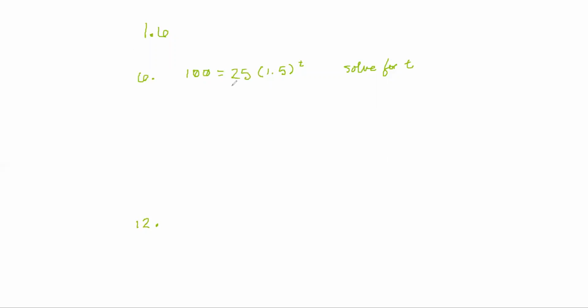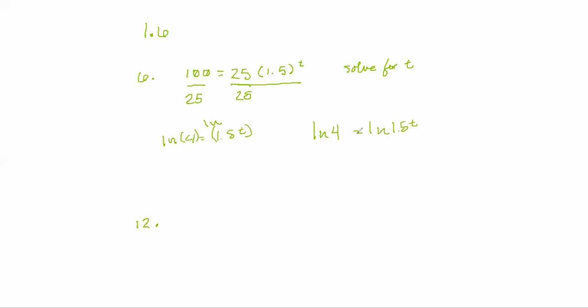First things first, though, I'm going to divide by 25, both sides, because I want to make this easier to work with. So I'm going to have 4 is equal to 1.5 to the t. And just like I had to divide both sides by 25, if I'm going to take the logarithm of one side, I have to take the logarithm of the other. So I'm going to take the natural log of both, which is just log base e. So now I have ln 4 is equal to ln 1.5 to the t.